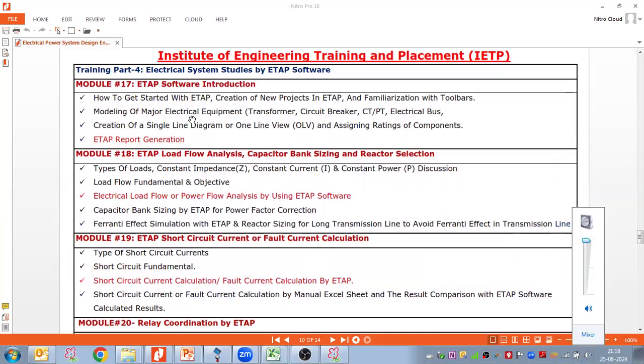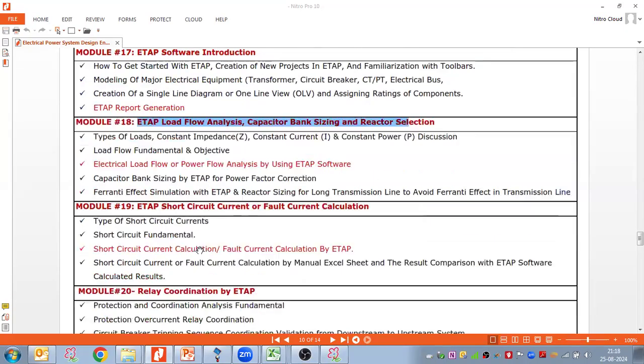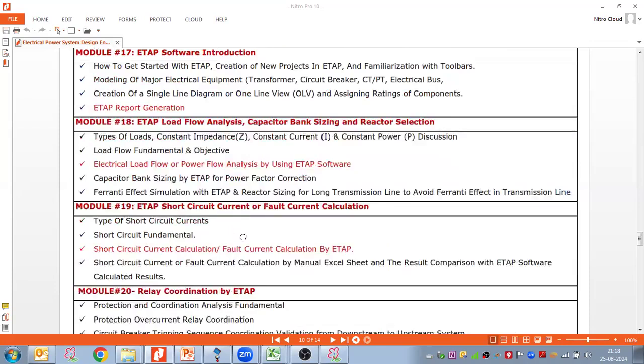Fine, yeah. So far we have discussed the ETAP software introduction, why we use ETAP and other simulation software that we use in the power system, right? So that we have seen. And after that, we have discussed the load flow analysis. And then we have discussed the short circuit current. One session on the short circuit current, just the introduction part that Venkatesh delivered, right? Correct. So any doubts so far?